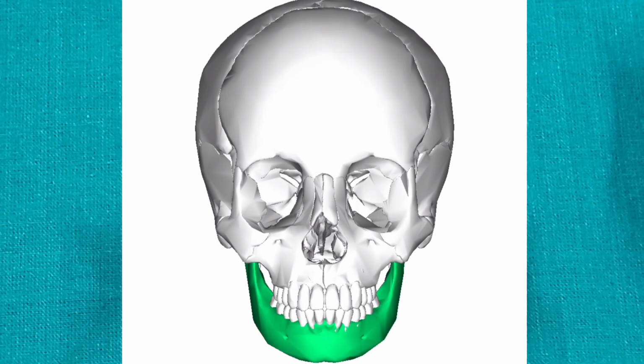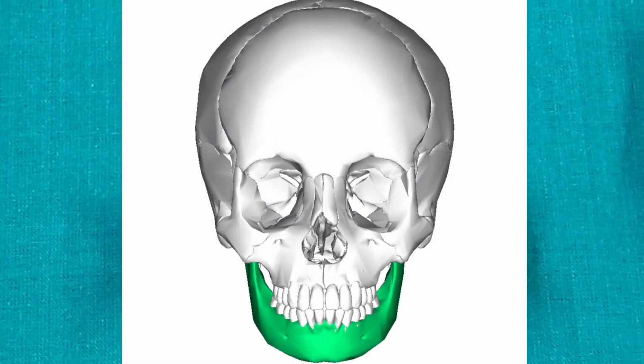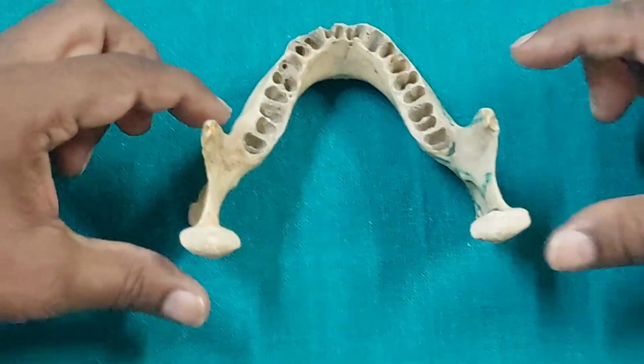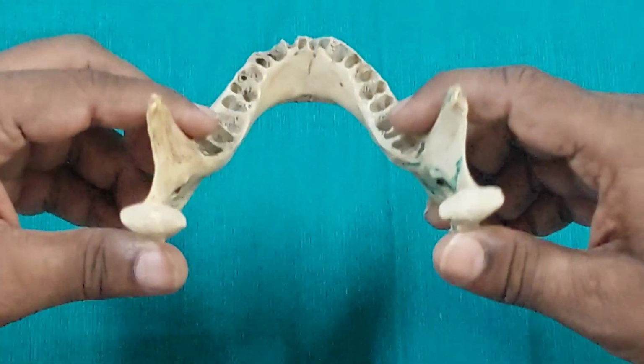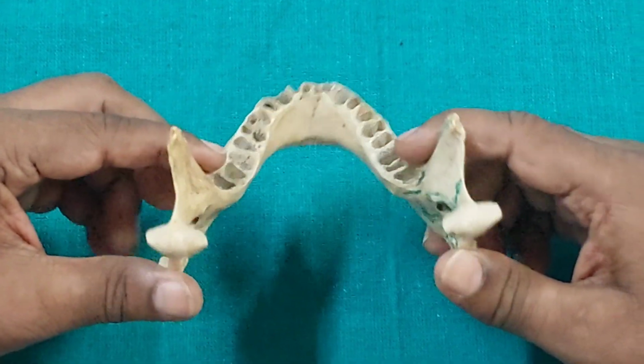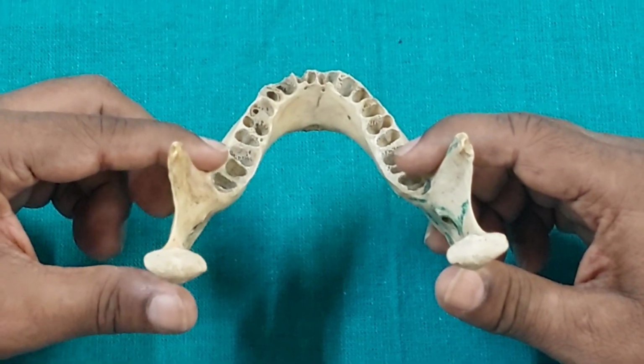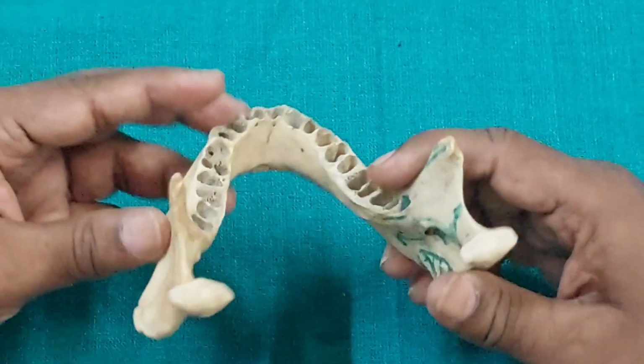Today I will discuss the strongest and largest facial bone, and that bone is the mandible. The second largest bone of the face is the maxilla. The mandible is the only bone of the face which is movable. Other facial bones are immovable.